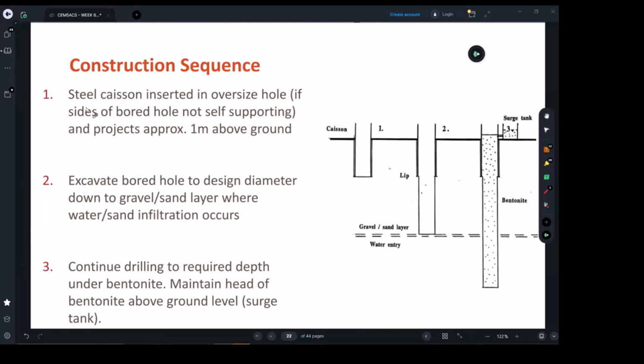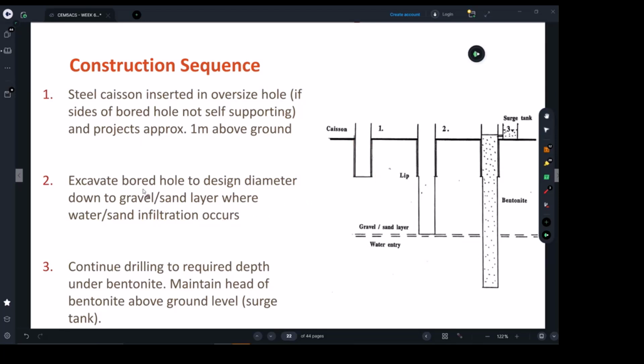So first we're going to be using those steel inserts in an oversized hole if the sides of the bored holes are not self-supporting, but usually that would be the case if we're talking about sand, and that sand has a water table, so they will typically be very loose sands. And usually, as I said, for the first meter at the top we use those kinds of inserts.